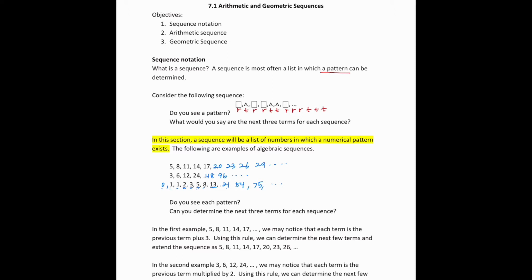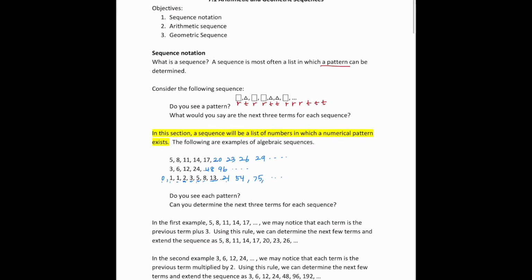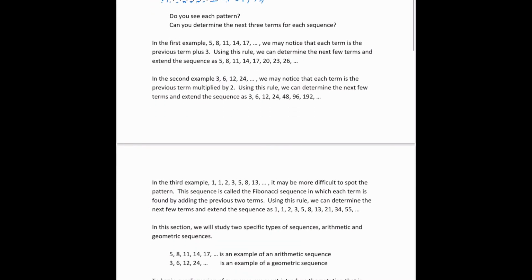So in the first example, 5, 8, 11, 14, 17, we may notice that each term is the previous term plus 3. Using this rule, we can determine the next few terms and extend the sequence as 5, 8, 11, 14, 17, 20, 23, 26, and 29. In the second example, 3, 6, 12, and 24, we may notice that each term is the previous term multiplied by 2. Using this rule, we can extend the sequence as 3, 6, 12, 24, 48, 96, and 192. So keep multiplying by 2.